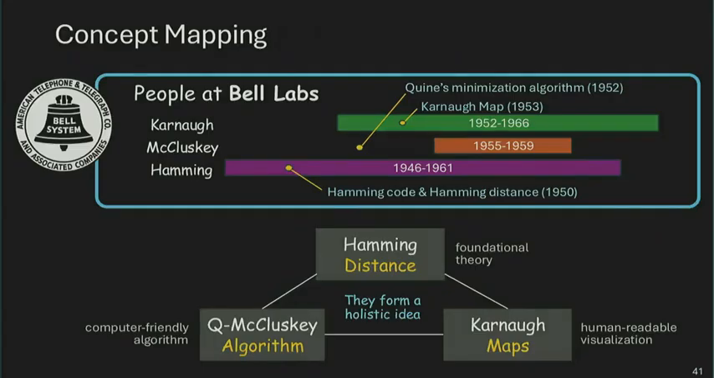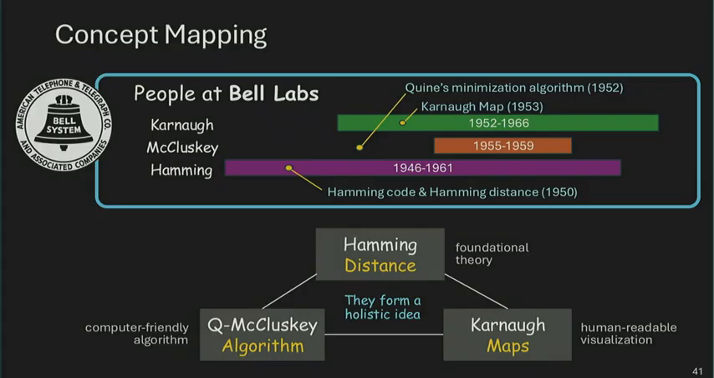All right, so again, Karnaugh, McCluskey, and Hamming all worked at Bell Labs at some point. And I would say the ideas that they developed are highly correlated to each other. Hamming distance is this foundational theory to analyze binary numbers. Adjacency is manifested as having a Hamming distance of 1. And this Hamming adjacency idea is then applied in an algorithm format by McCluskey, and also in the visualization by Karnaugh.